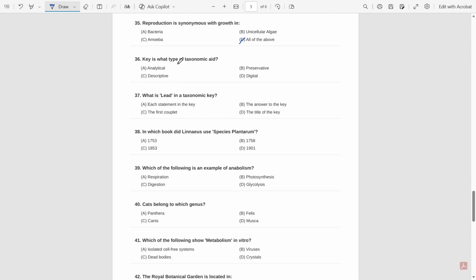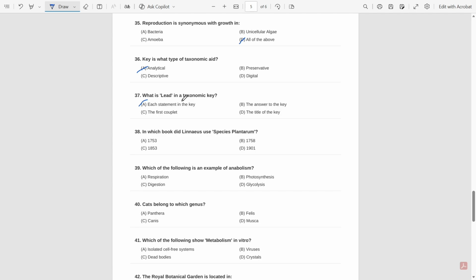36. Key is what type of taxonomic aid? A. Analytical, B. Preservative, C. Descriptive, D. Digital. A. Why keys are analytical? Because they involve a step-by-step choice between characters. 37. What is lead in a taxonomic key? A. Each statement in the key. B. The answer to the key. C. The first couplet. D. The title of the key. A. Why each individual statement in a key is called a lead.